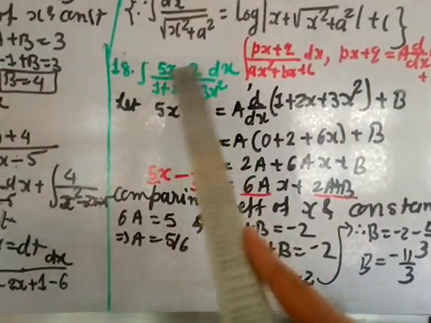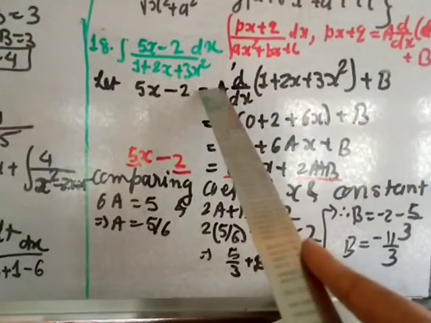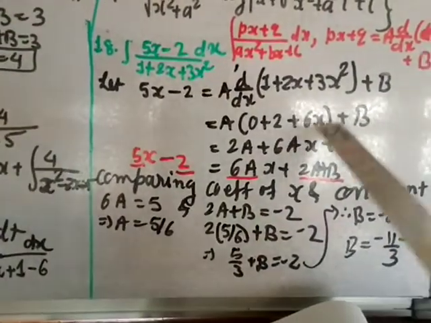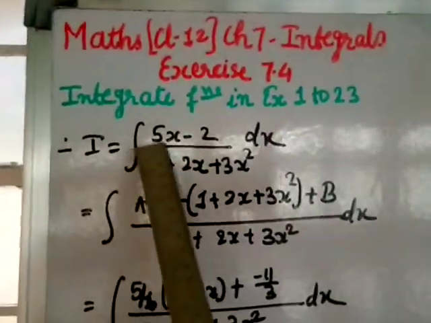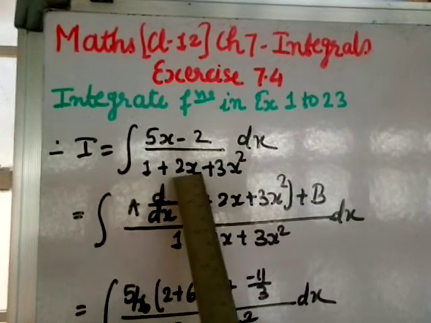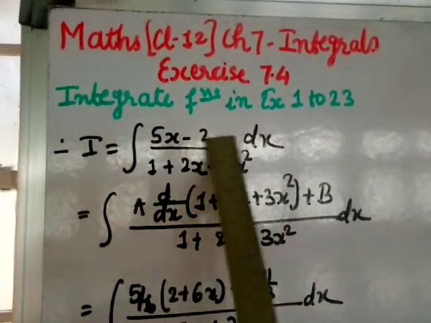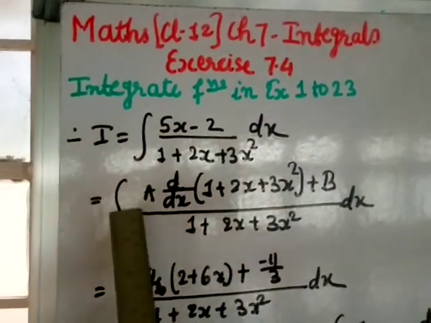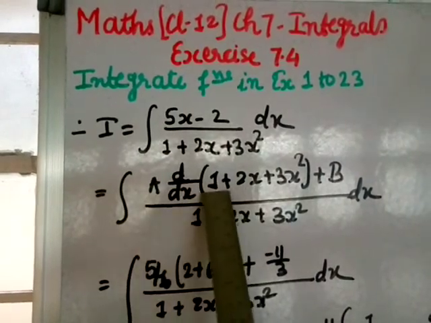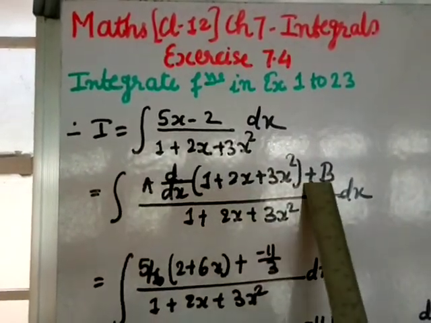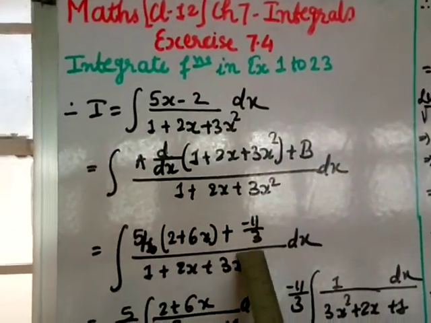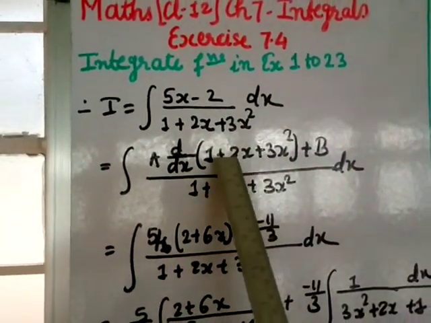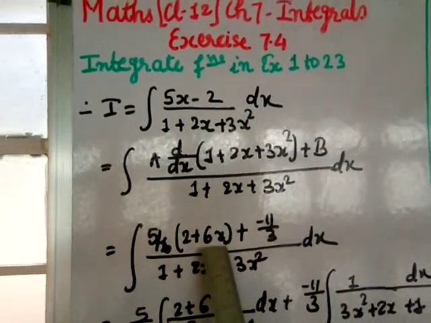So instead of the numerator I'll put this value, with A as 5 by 6 and B as minus 11 by 3. First I have written the integral: I is equal to integral of (5x minus 2) divided by (1 plus 2x plus 3x square) dx. And here, as we have done there, A times d by dx of (1 plus 2x plus 3x square) plus B. Put the value of A, 5 by 6, and B, minus 11 by 3. I am also differentiating; this derivative is 2 plus 6x.